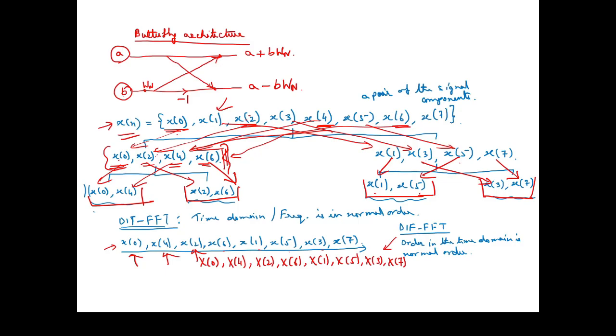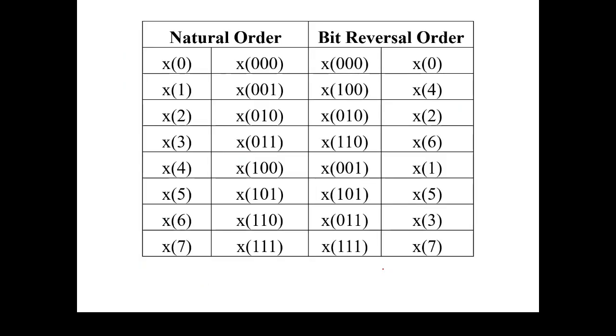Okay. Similarly, for a signal of 8 components, if I want to implement the fast Fourier transform using the DIF FFT, then again capital X0, which is the frequency domain, so the frequency would be in this order: X0, X4, X2, X6, X1, X5, X3, X7. You are getting my point?